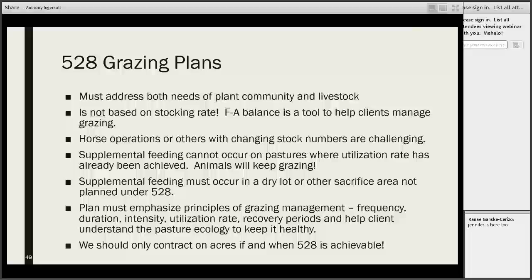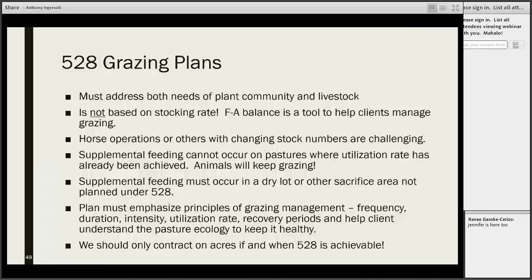Horse operations or others that have these changing, fluctuating stock numbers can be really challenging. Get help if you're working on one of those, if you need some help. And the main thing to understand for folks like that last situation is if they're going to rely on supplemental feeding, then they have to understand that that cannot occur on pastures where the utilization rate has already been achieved. If they think that they can keep the animals on a pasture and just provide supplemental feed, they've got to recognize that those animals are going to keep grazing.